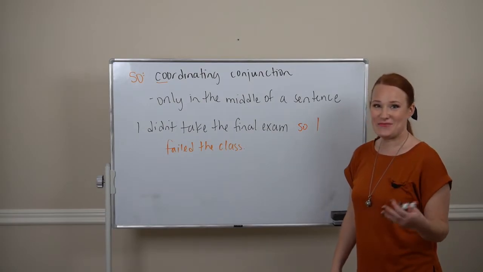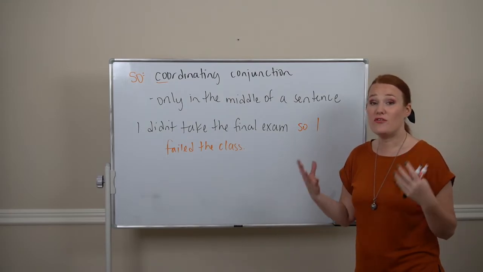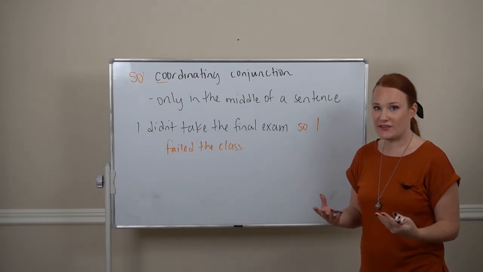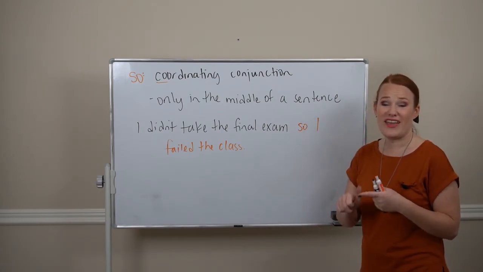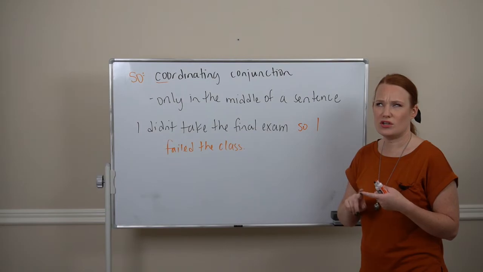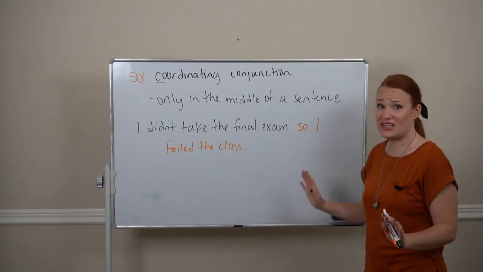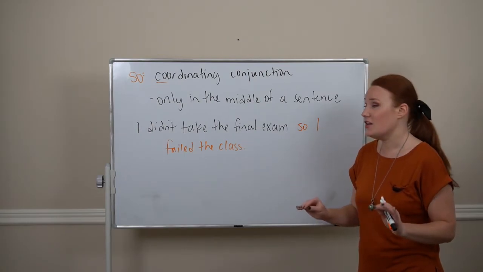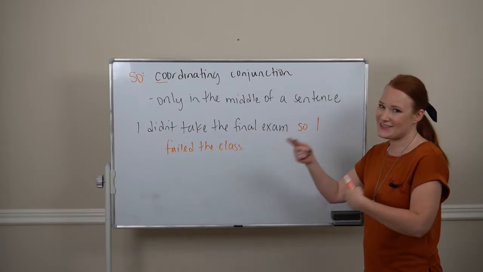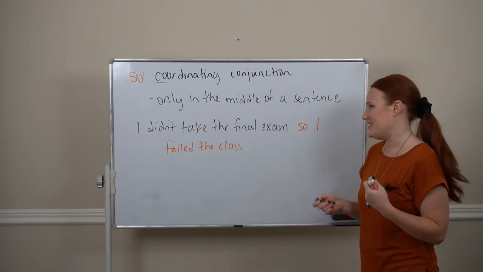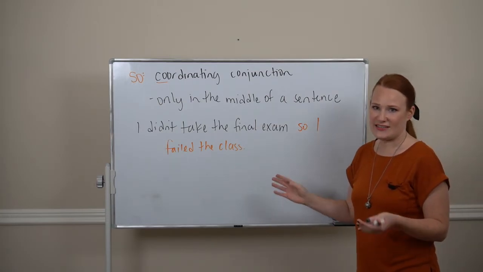Of course, in more casual spoken English, that happens a lot, but in our more formal, proper rules of English, we cannot begin a sentence with so. Same with and, or, but, or for. So that's a really common mistake. We cannot put so at the beginning of a sentence. We also can't switch around the different ideas here. I can't say, so I failed the class, I didn't take the final exam. It doesn't work.